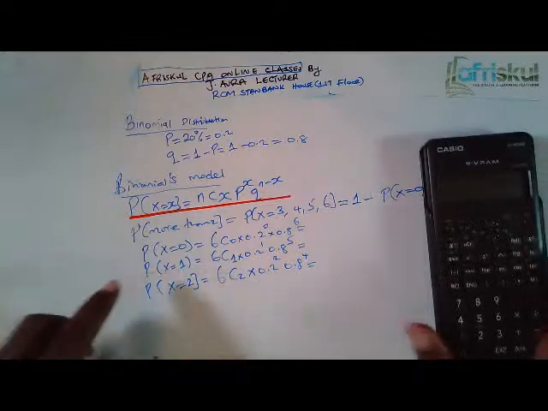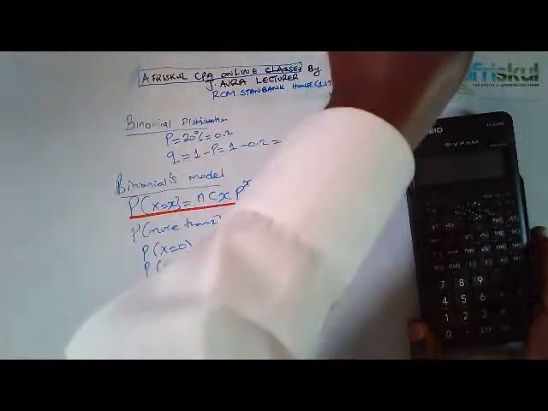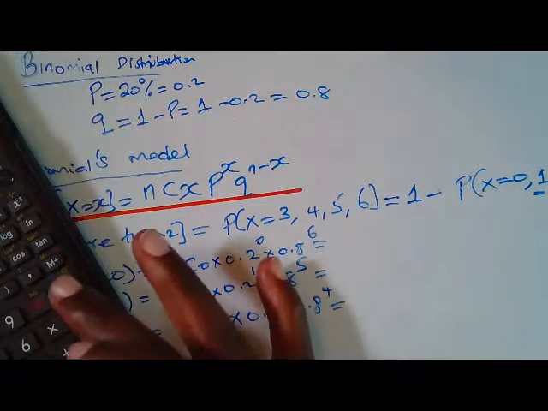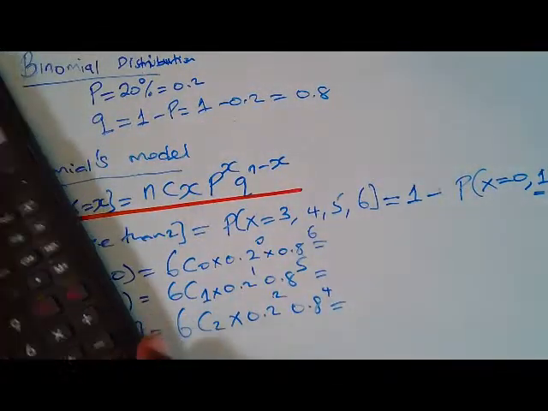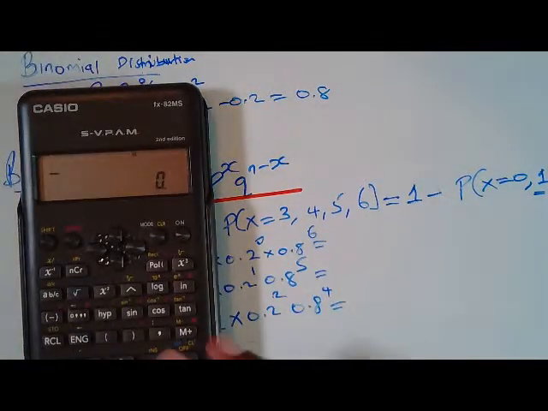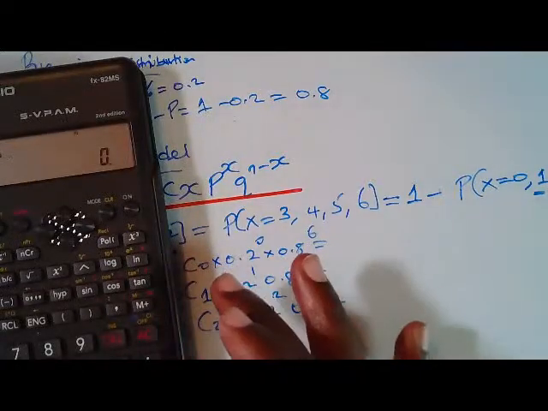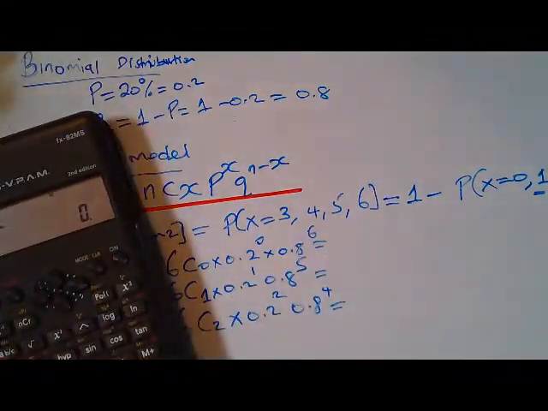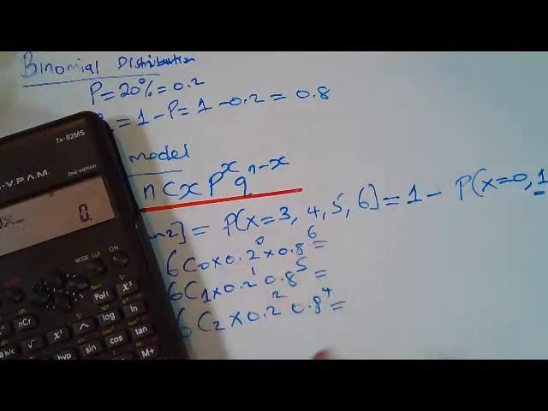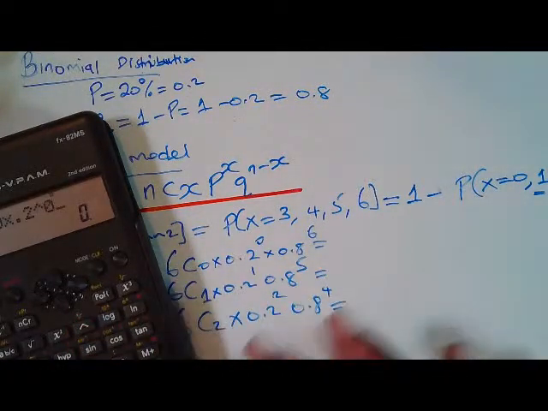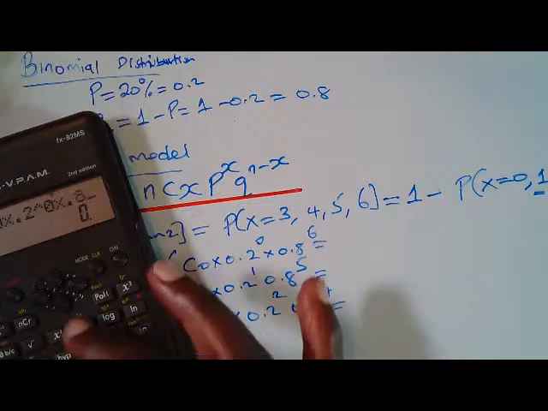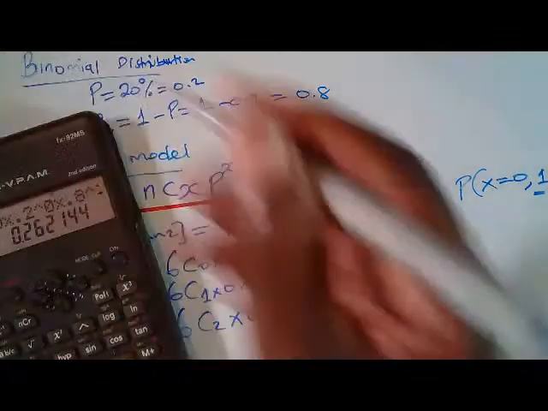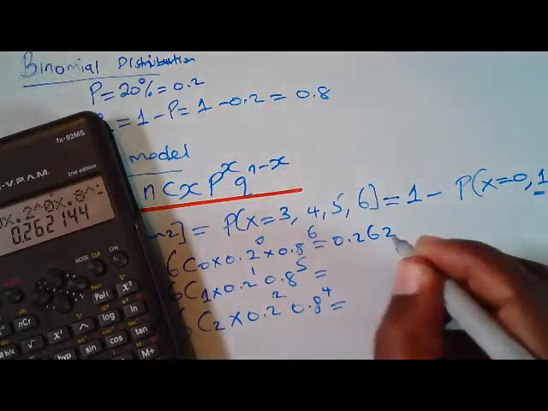So we have here, let me just magnify this calculator of mine for all of us to see. So ensure first of all it's on. We have here, I'm doing the first one, 6 combination 0. See here, 6 combination 0 times 0.2 raised to 0 times 0.8 raised to 6, which will end up giving us 0.262, 3 decimal places, like that.